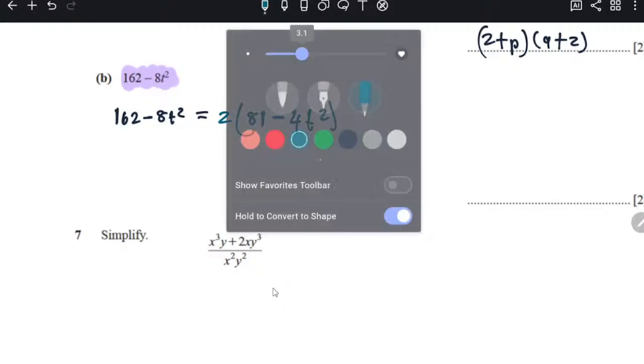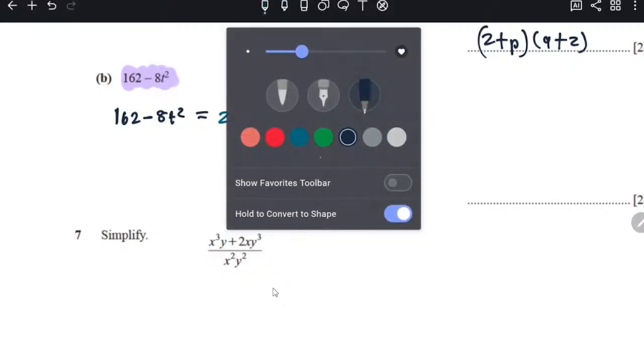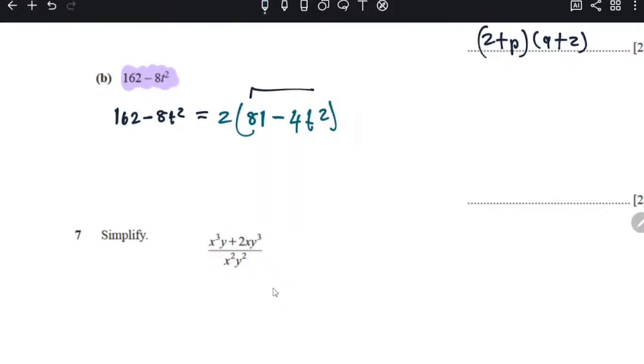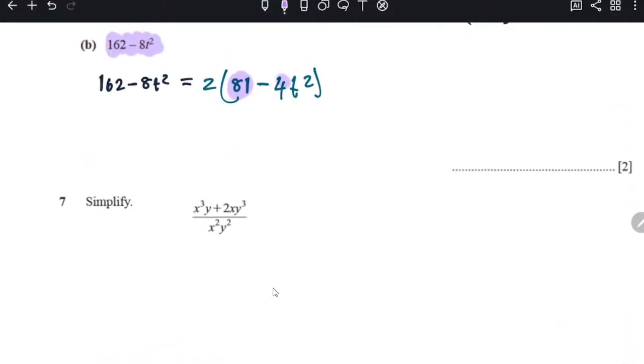So we say to you, well done. But before you stop, we say, hey, look inside your bracket. You see that you have 81, which is a square number. It's 9 times 9. You have 4, which is a square number. It's 2 times 2. You have t squared, which is a square number. It's t times t. So these are all square numbers, and they're subtracting. So you have to do difference of two squares inside here. Square root of 81, 9. Square root of 4, 2. Square root of t squared, t. So now it will be 2 multiplying 9 plus 2t.